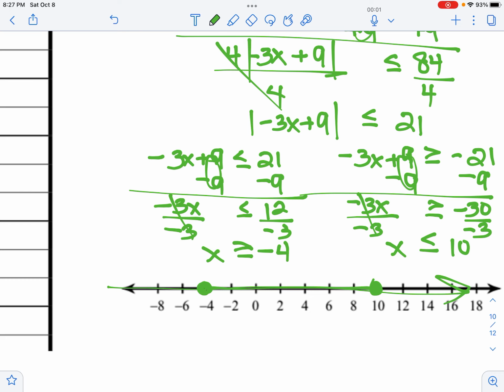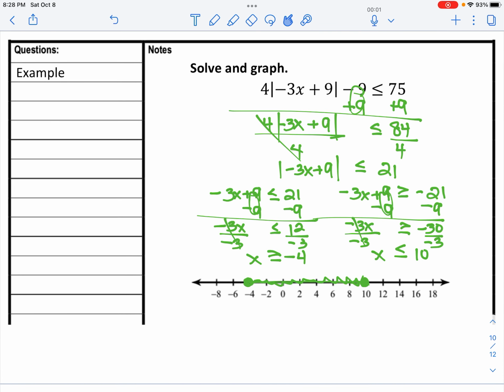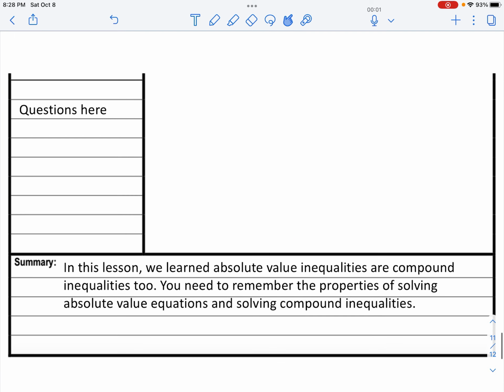So really what I want to shade is just everything in between there, because that's an "and" inequality. It's where they overlap. So I really want to just get rid of this part, and my answer would just be where they overlap, which would be that middle part right in here. And that is how you solve absolute value inequalities. Hope that makes sense. In summary, we've learned absolute value inequalities are compound inequalities too. So yeah, that's how we solve those, and we can put those together with solving absolute value equations and compound inequalities. You got it.